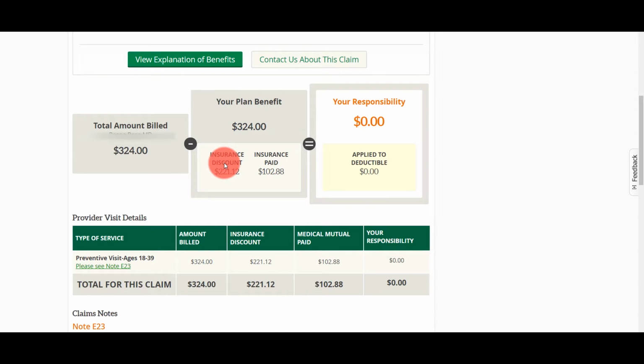So there's an insurance discount. And basically what that means is the insurance company and the hospital worked out an agreement that a procedure or procedures will cost a certain amount, so they'll take off a discount. So whatever 324 minus $221.12, which equals $102.88. That's how much I would have owed, but since the insurance company paid for that, my responsibility is zero and nothing was applied to my deductible.